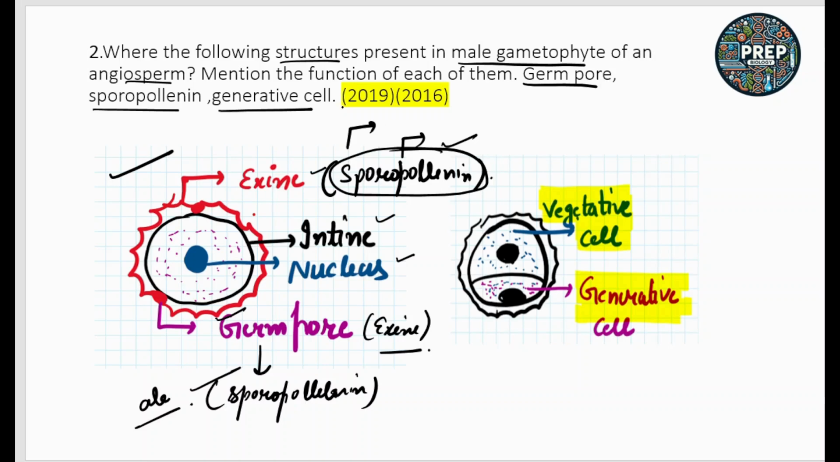Next is the generative cell. Where is the generative cell present? We know that when the pollen undergoes multiple divisions, we have at last a two-celled stage, that is the vegetative cell and the generative cell. Then the generative cell will form the two male gametes. So this is present in the pollen. These types of questions have also been asked in your previous years.